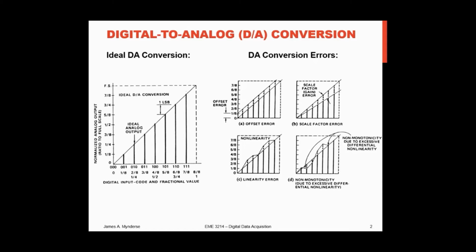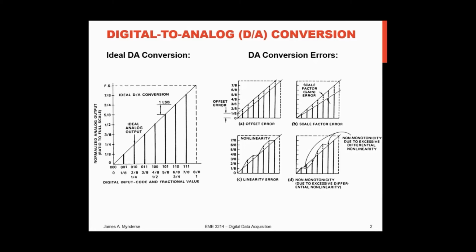So anyhow, nothing's perfect. In the real world, the kinds of errors we can get are offsets, where it just misses the zero. The slope of this can be wrong, often if there's an error in our reference voltage inside. Nonlinearity is pretty common, where some steps are big, some steps are small, due to the tolerances of the individual components inside the D to A.